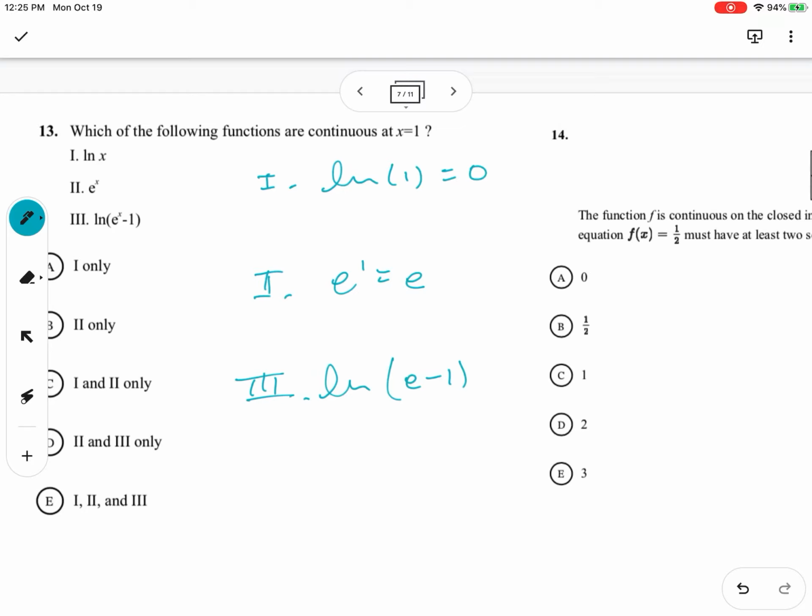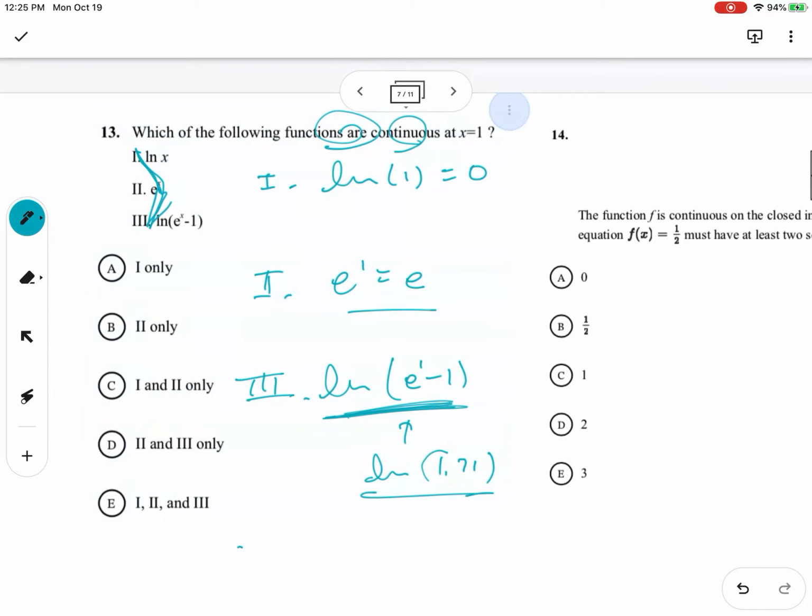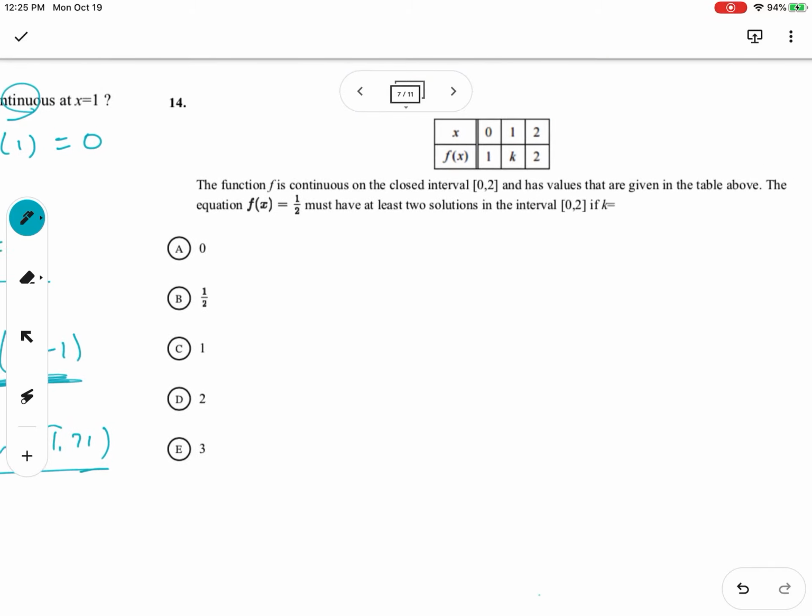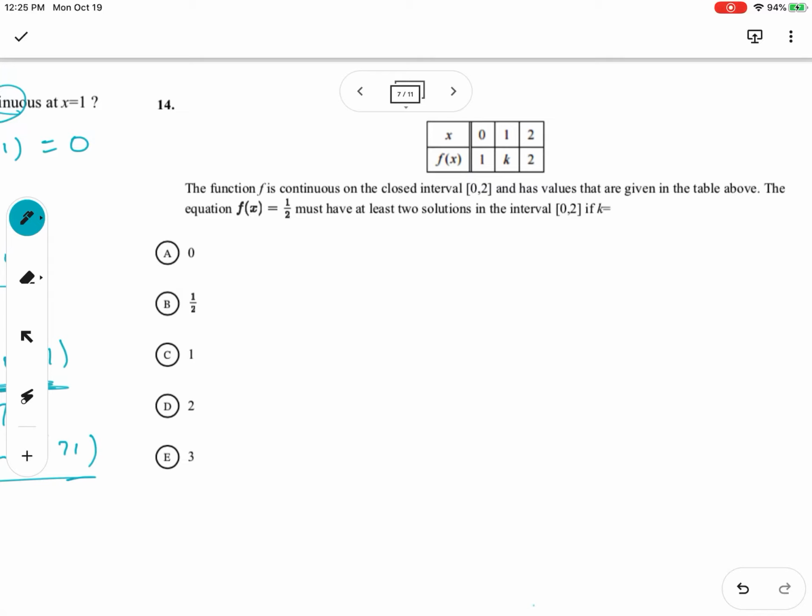And then as far as I can tell, there's no issues with continuity. Just even imagining the graph, right? At x equals 1, there's no type of break or asymptote or anything like that. I mean, this one I kind of thought it might be, but then it's e to the 1 minus 1, so that's still a number. So this is more like ln of like 1.71 or something like that. So that's okay. So I would rule with that.